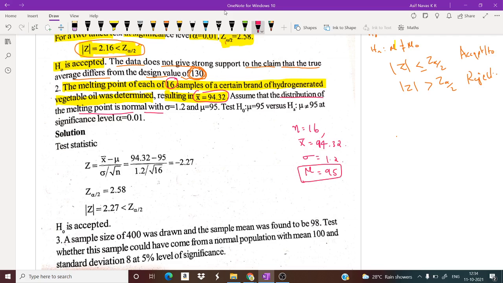The average is given that we have to test. So we have to test H naught mu equal to 95 versus HA mu not equal to 95 at a significance level of 0.01. So here in the question itself we have mu not equal to 95 to test, HA mu not equal to 95. So this is a two-tailed test.